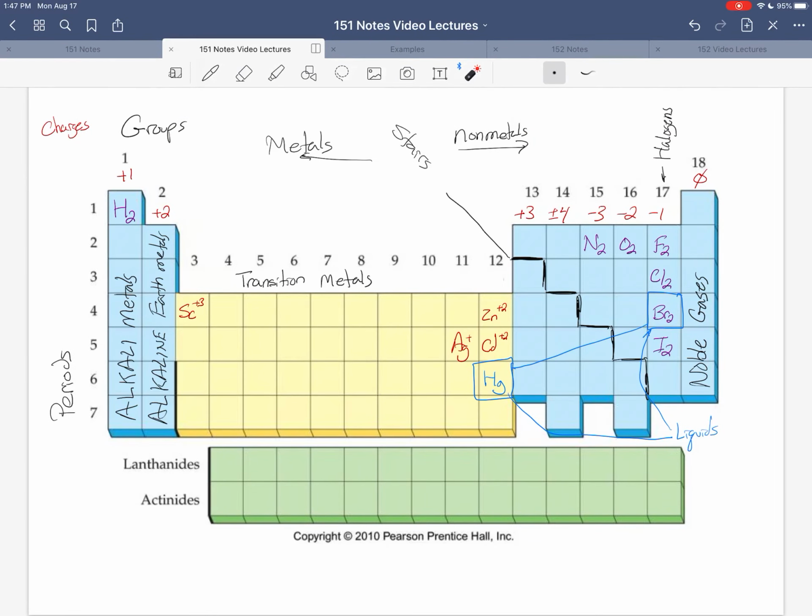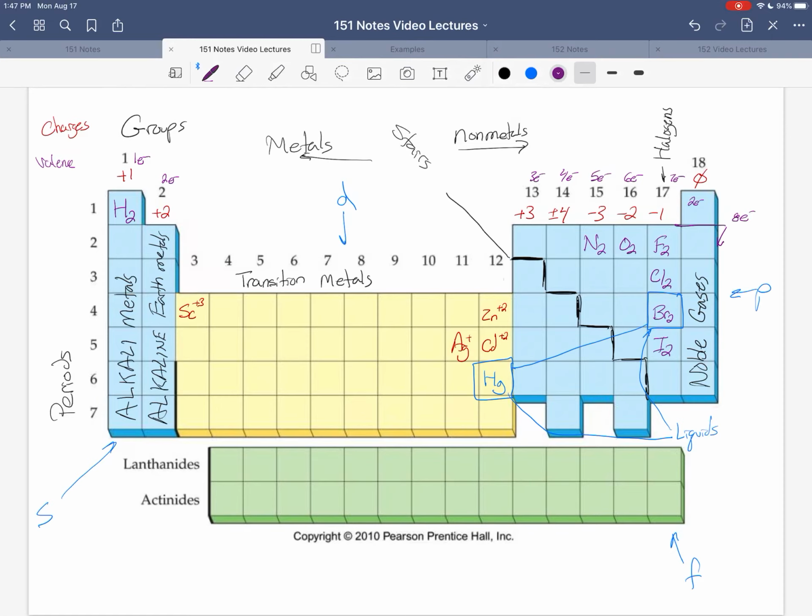Some of the things I add to the periodic table, like this is the S block. That's D. This is P. And that's F. You don't know what those mean yet. That's okay. Those are the blocks. We also do the valence electrons. So if I do the valence, we got 1, 2, 3, 4, 5, 6, 7, and then 8. This one only has 2 valence electrons because it only has 2 electrons.